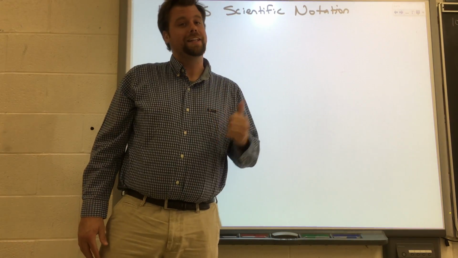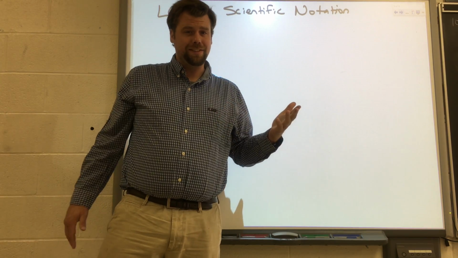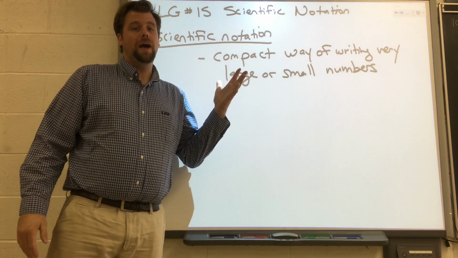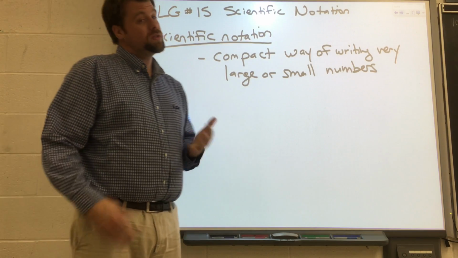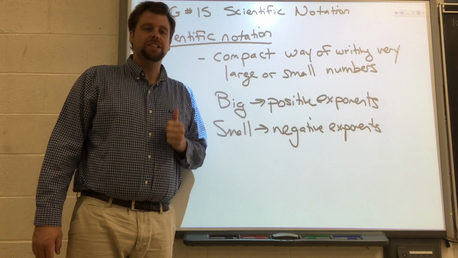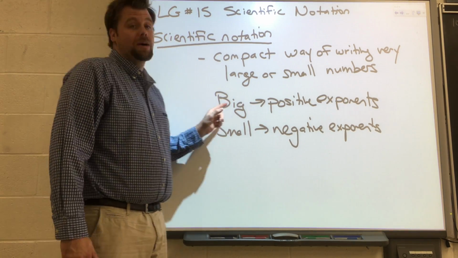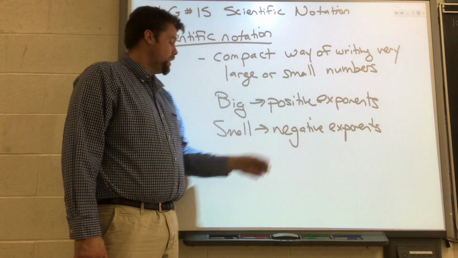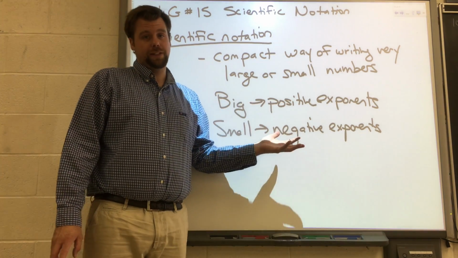Learning goal number 15, scientific notation. Scientific notation is a compact way of writing very large or very small numbers. It's best to remember that very big numbers are going to have positive exponents, and very small numbers are going to have negative exponents.